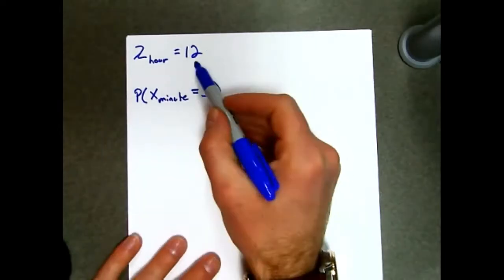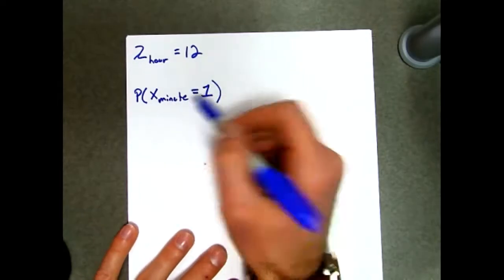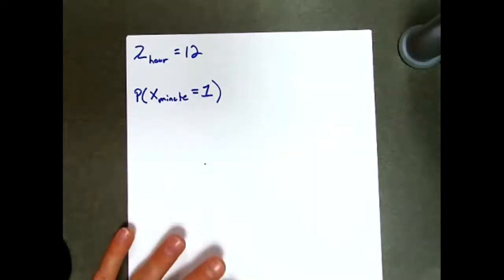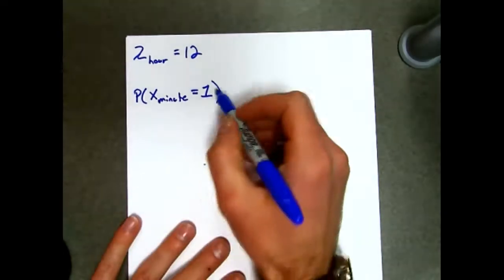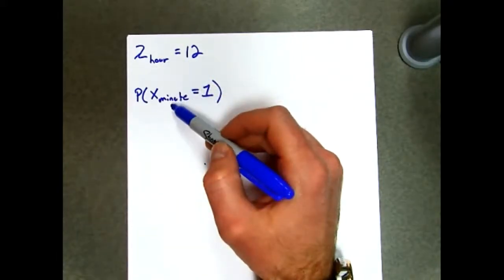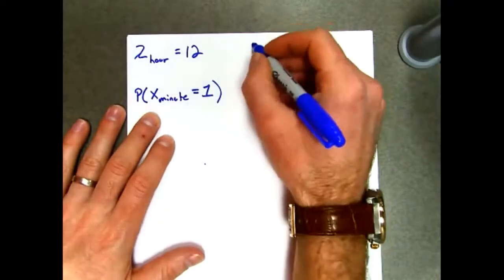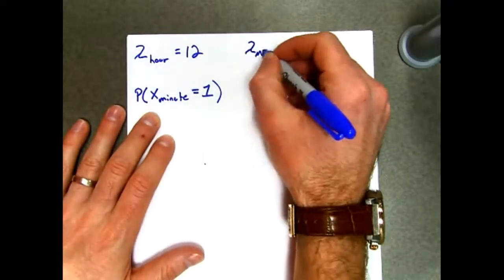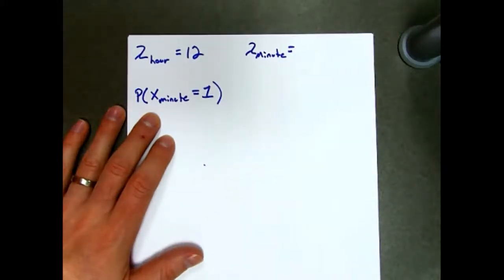So I've got my mean over an hour, but I'm interested in finding the probability of seeing a certain number of successes in a minute. I've got a time interval. I'm thinking about number of successes. This is a good example of the Poisson distribution. So if I ever have an example like this where my mean doesn't match up with the time interval I'm interested in, I need to find what my average would be in my new time interval, right?